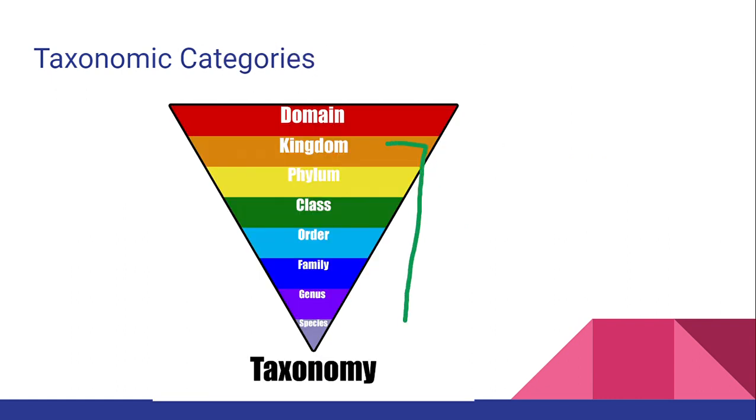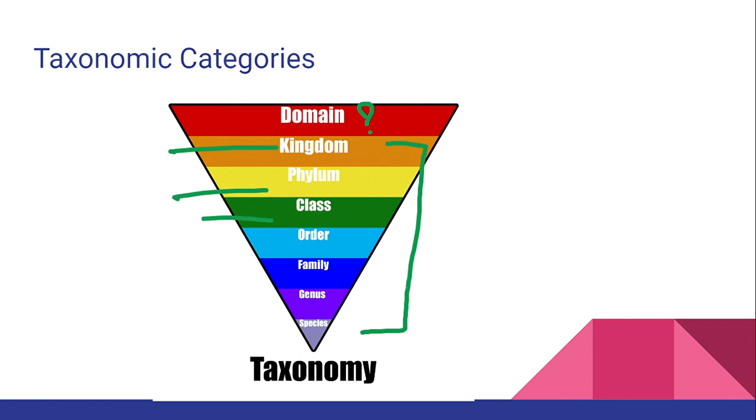Now here you can see all these 7 categories which we studied in the previous class, but this one is something new, that is domain. What is domain, class? Why did I write it on top of the kingdom? It is higher than the kingdom, right? It is a unit of classification which is higher than the kingdom.